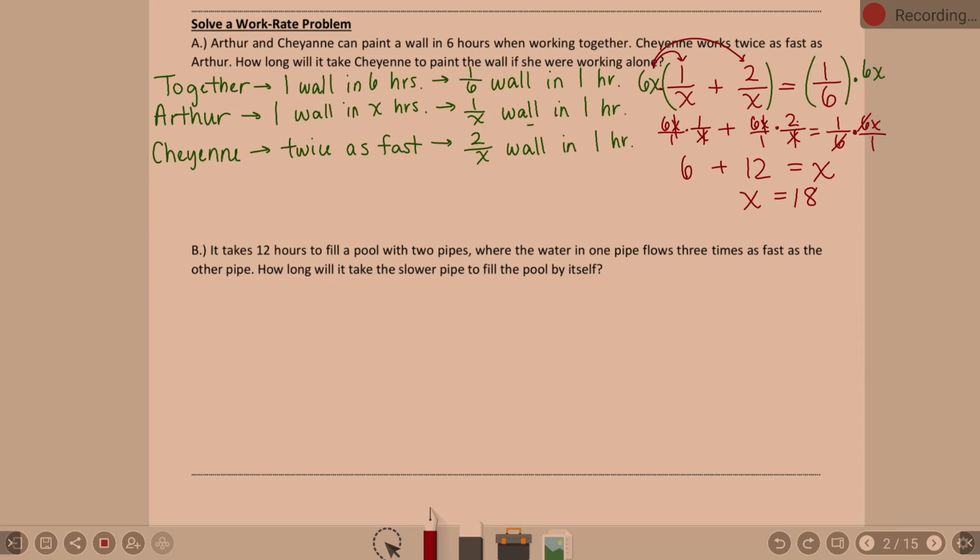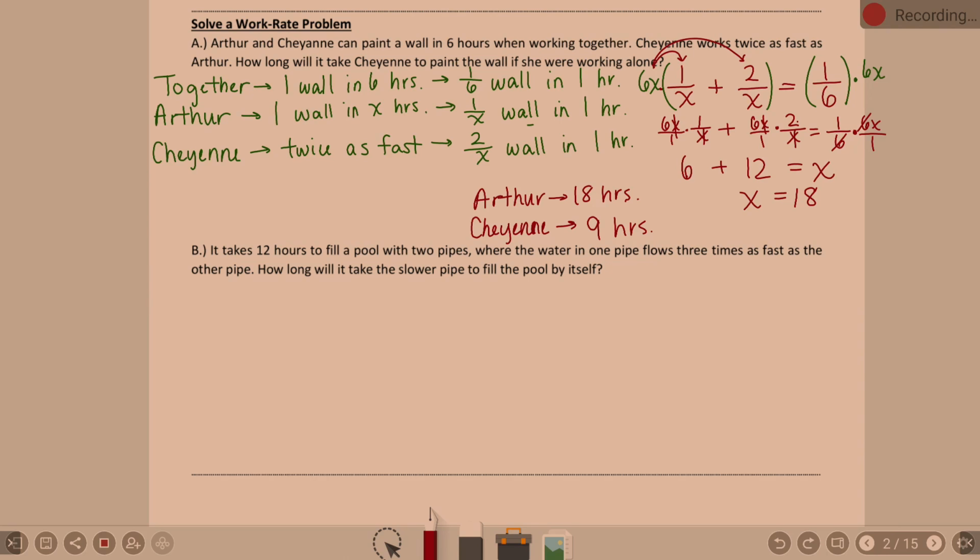Now, what do we know here? What is x? Arthur's time. Okay, so we know based on that Arthur, how long is it going to take him to paint a wall? 18 hours. Now, what about Cheyenne? 9 hours. 9 hours? Because she's painting twice as fast. If she's painting twice as fast, she's going to complete that wall in half the time, right? So that means that Cheyenne will complete her wall in 9 hours.